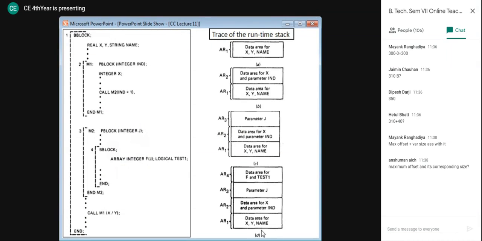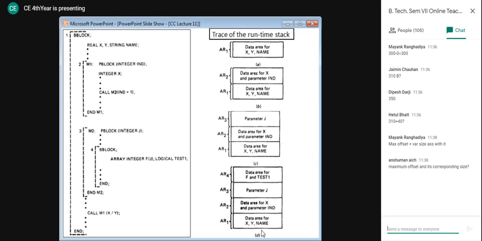Now, this is one more example from your textbook. This is the example given in Tremblay and Sorensen, where our code is divided into 4 blocks. Now this is how the trace of your runtime stack will look like. So first and foremost, there will be one activation record for block 1, and it will store X, Y and name. So there will be a data area dedicated for X variable, Y variable and name variable.